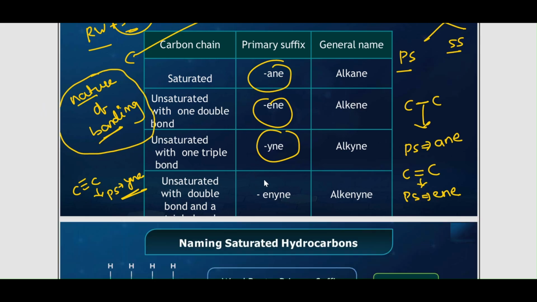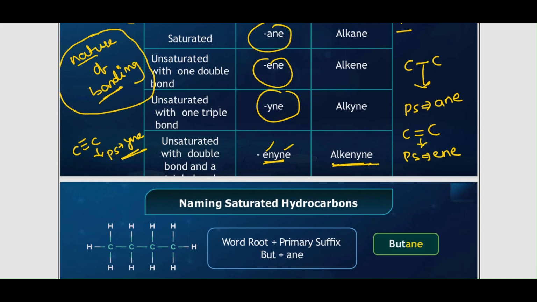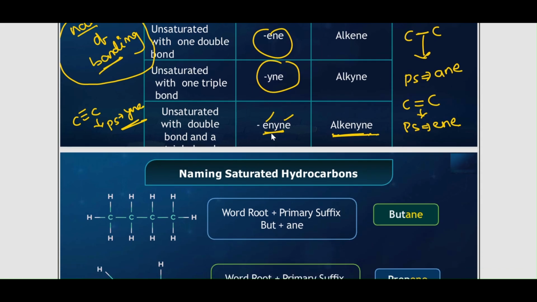Clear? Now next, one more case will be there, sir. If a carbon compound contains both a double bond and a triple bond, simply, we can write both ene and yne put together. So that is commonly called enyne. Clear? If it contains both, then we will write it as enyne.